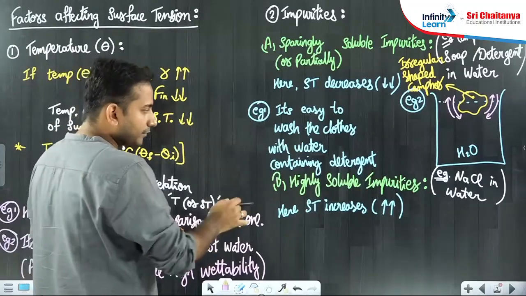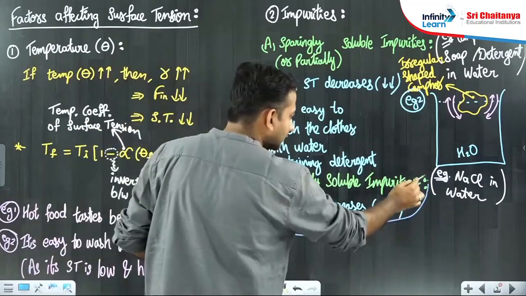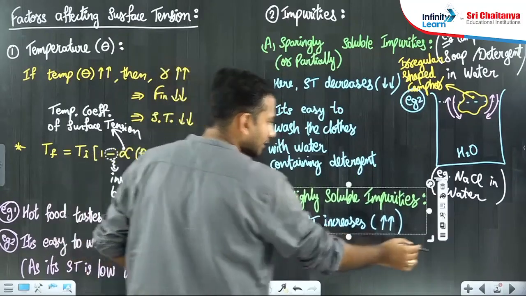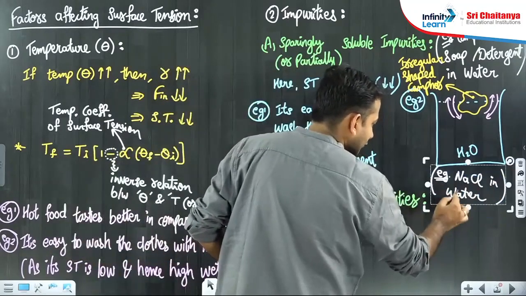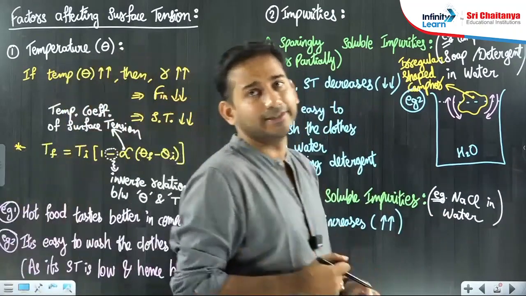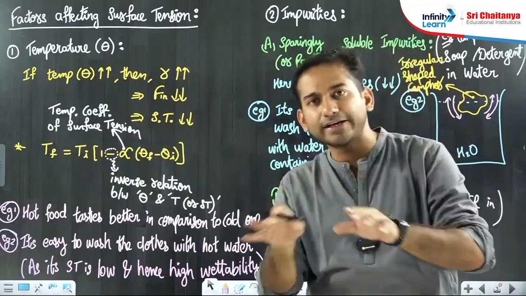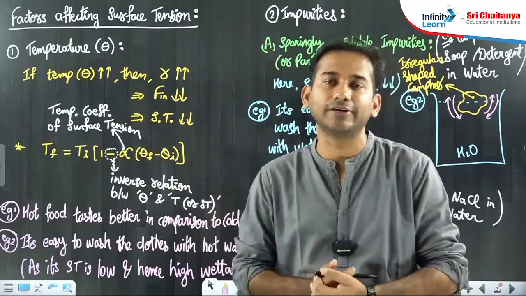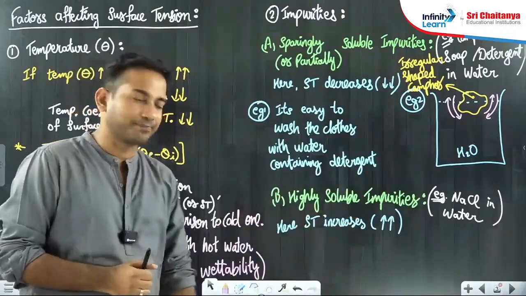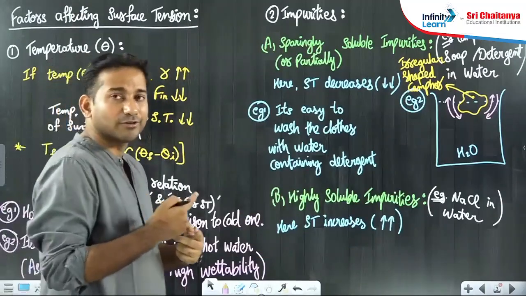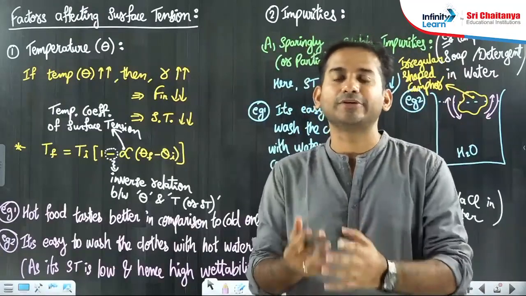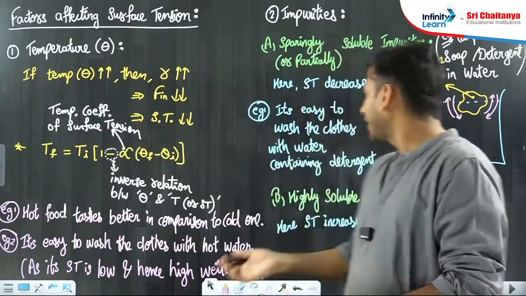And what will happen if you consider highly soluble impurities? Highly soluble impurities like NaCl in water, you will say surface tension value will increase. If surface tension increases, coagulation tendency will increase, and the spreading tendency or wettability of the liquid will decrease. Hence, it's difficult to wash clothes with hard water. I'm taking the example of washing clothes again and again, because that is a very common example which you experience in day-to-day life. All right. I hope the idea is clear.